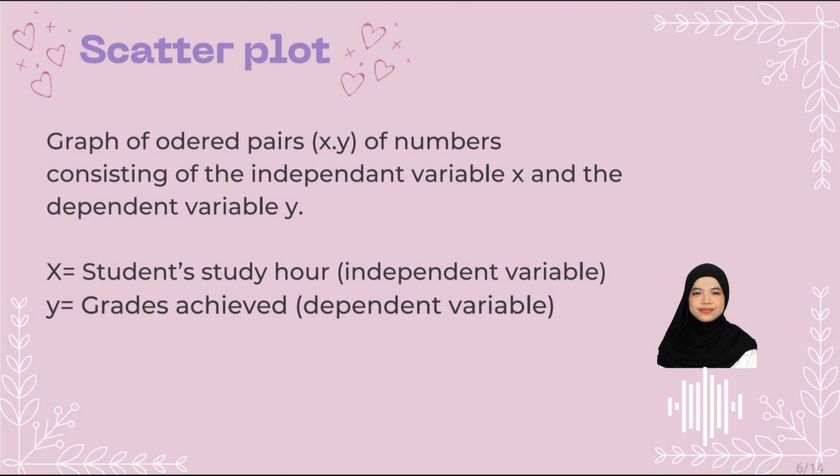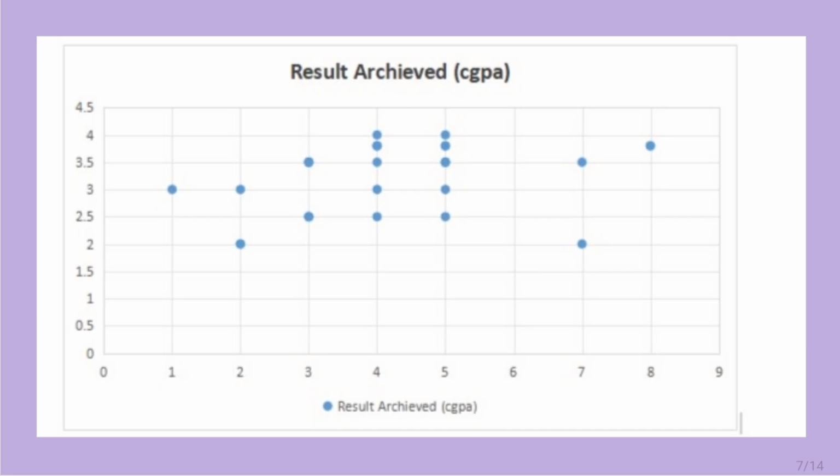Next is the scatter plot. X is student study hours, the independent variable. Y is grade achieved, the dependent variable.